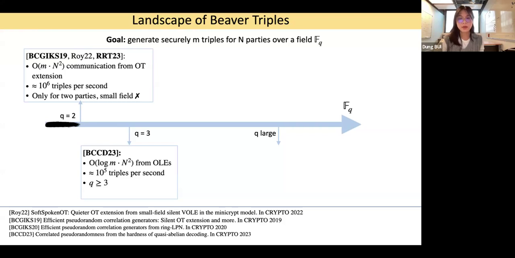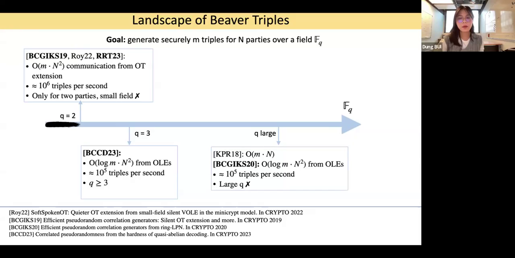And for large Q, as I mentioned before, we have Overdrive. Overdrive has concrete efficiency, but you pay linear in the communication cost. And we also have some candidates based on the BCG framework, with the communication cost of log m times n squared from Ealy, but it only works for large Q, because the framework depends on the choice of the ring and the field of the BCG framework.